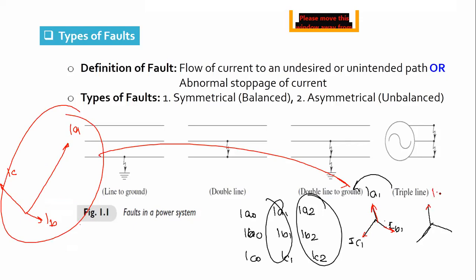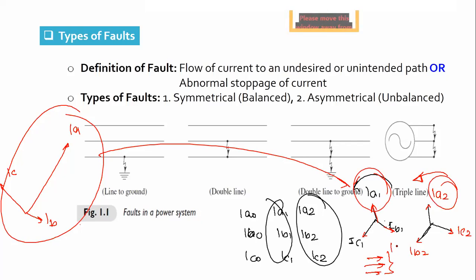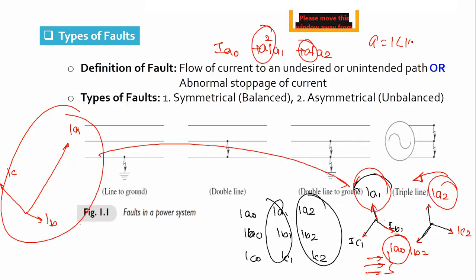120 degrees apart, IA2, IC2, IB2. This is the negative sequence, for the same rotation, and IA0, IB0, IC0 in phase. As they are balanced, we take only one component from each and write the equation in terms of A phase, with the appropriate operator. A is 1 at an angle of 120.